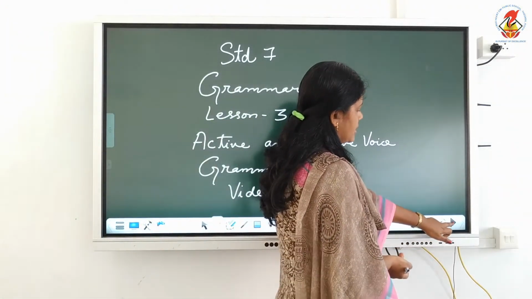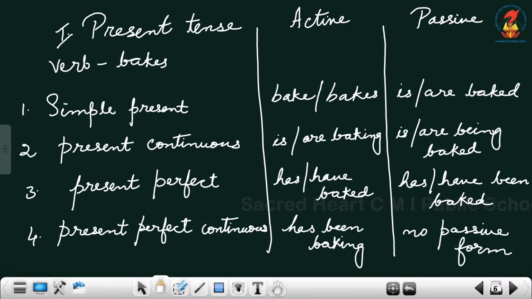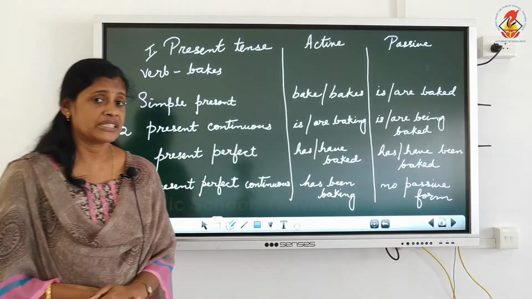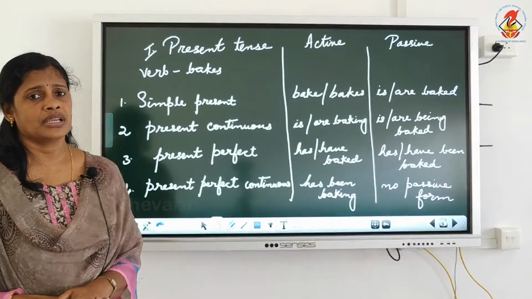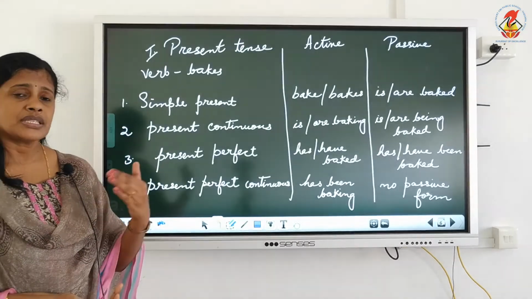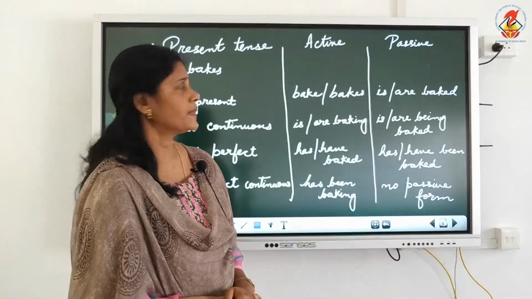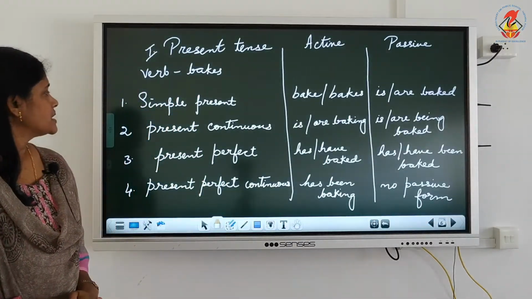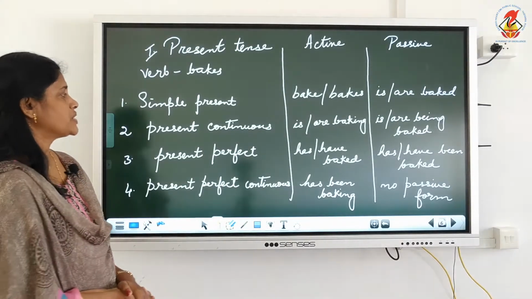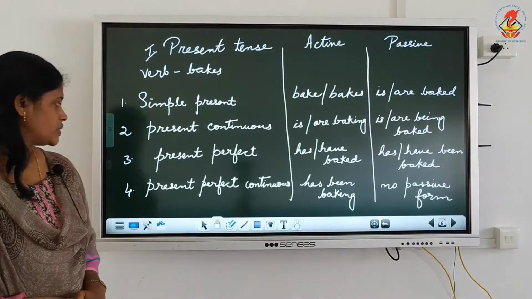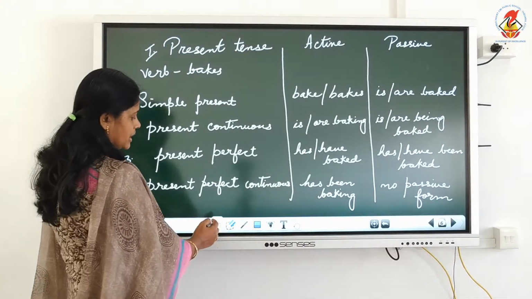Now in this video, we will be learning about the different types of tenses and how to convert the various tenses into passive voice. Do you know the rules of tenses, children? What is present tense, past tense, future tense? And how many subdivisions are there under each tense? Now when it comes to present tense, there are 4 types: simple present, present continuous, present perfect and present perfect continuous.